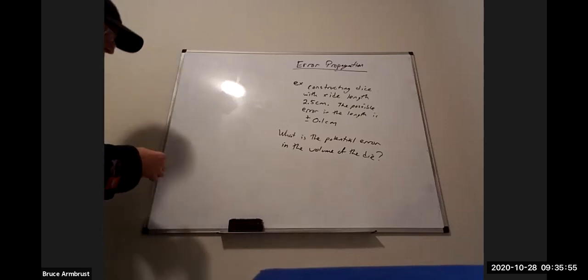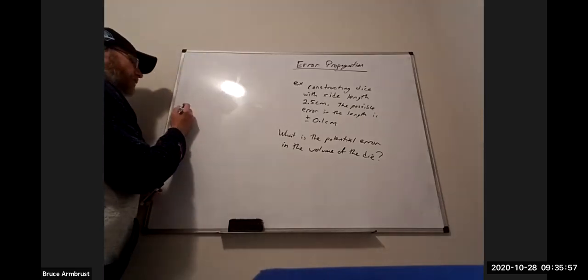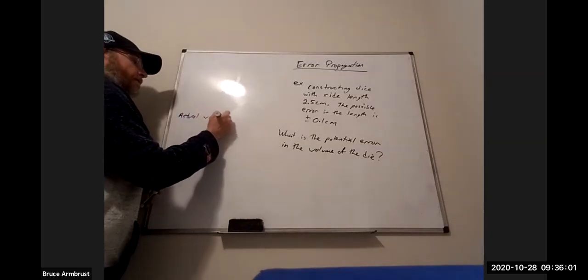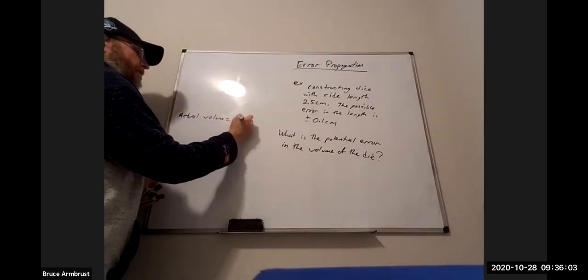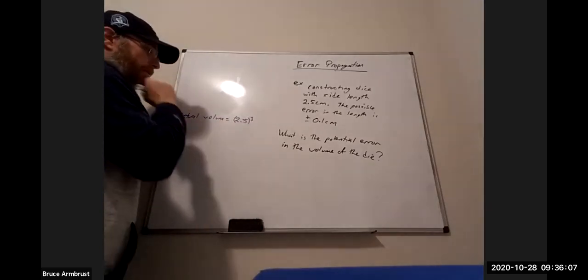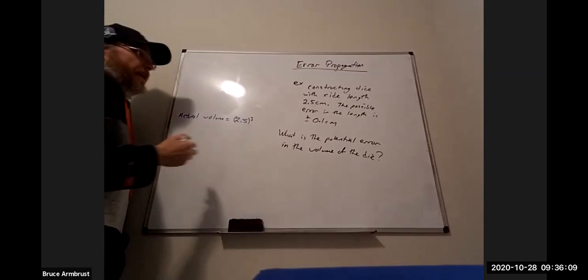So basically, here'd be the true volume. The actual is going to be 2.5 cubed, right? Because volume is equal to x cubed.